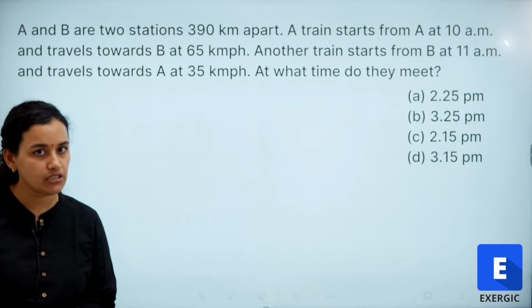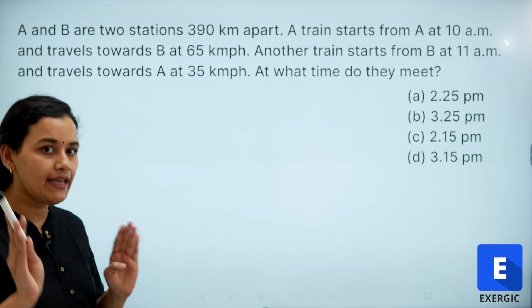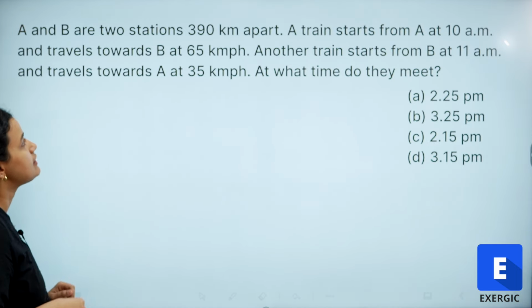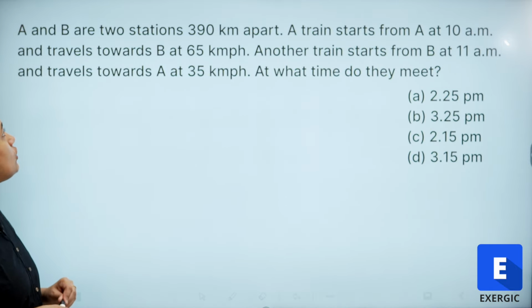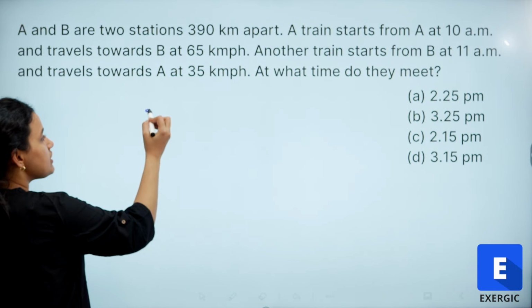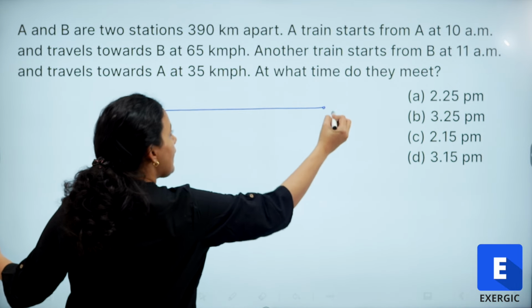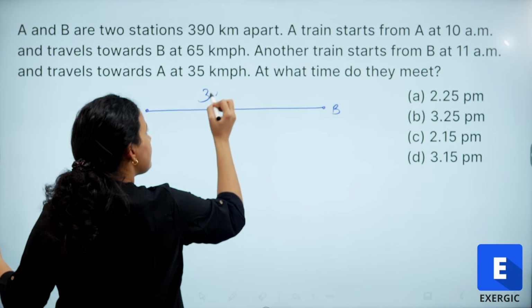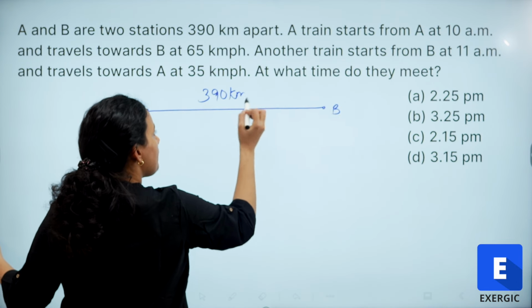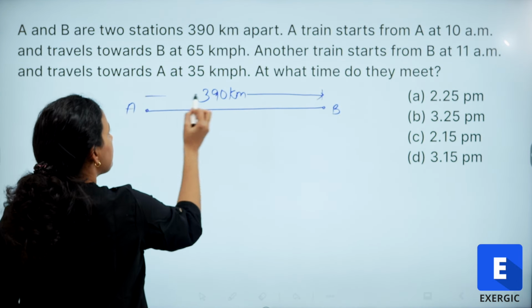Okay, easy question. Pause the video, give it a try and then you can play and cross check the solution that we discussed. So A and B are 2 stations which are 390 kilometers apart. So suppose this is A and this is B. So 390 kilometers apart, right? This is the distance between them.